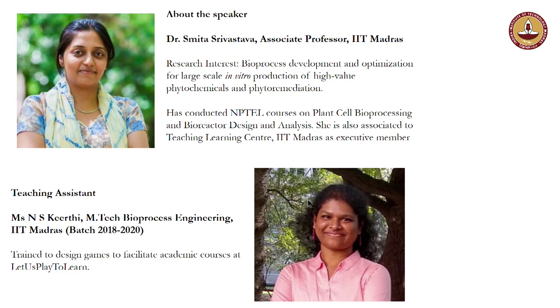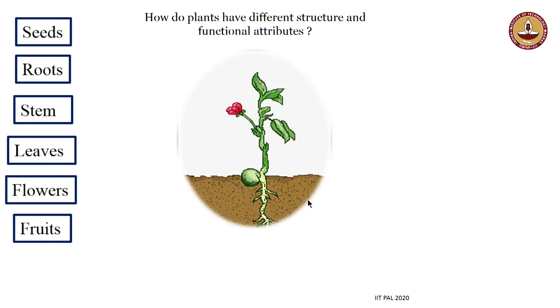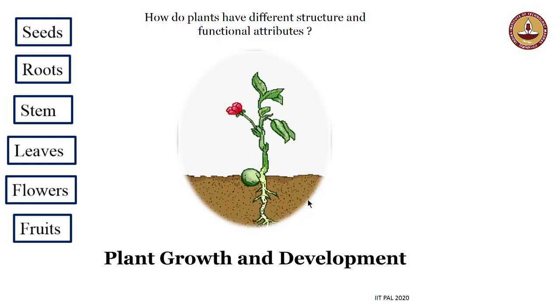Welcome students. Today we are going to study plant growth and development. So how do plants have different structure and functional attributes? You know that the plants have seeds, roots, stems, leaves, flowers and fruits. All this form a part of the plant growth cycle, in turn involving plant growth and development.